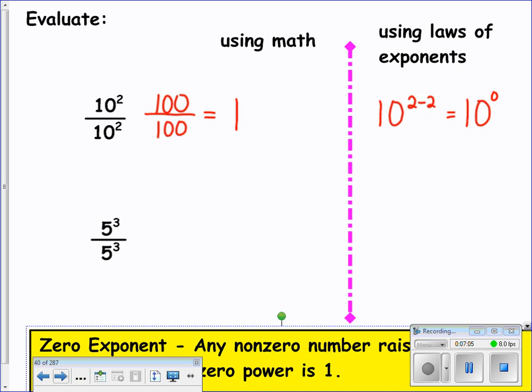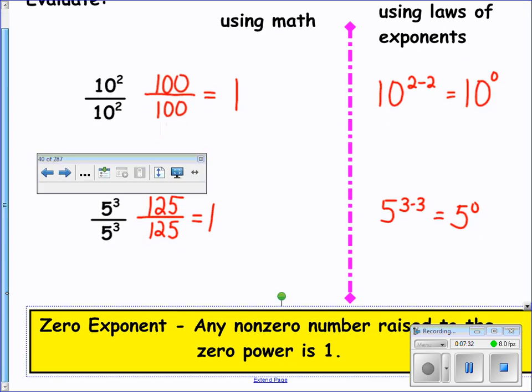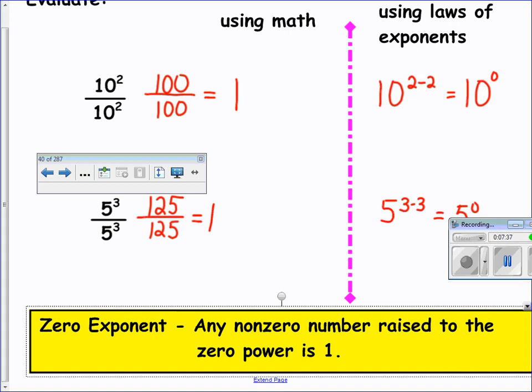Let me now do this with another example. 5 cubed. Using my math, 5 times 5 times 5 is 125. 125 divided by 125 is equal to 1. Using my laws of exponents, the base of 5 is the same. Subtract my exponents. 3 minus 3, it is equal to 0. I get 5 to the 0 power. So what this is telling me is any non-zero number raised to the 0 power is always going to be equal to 1.